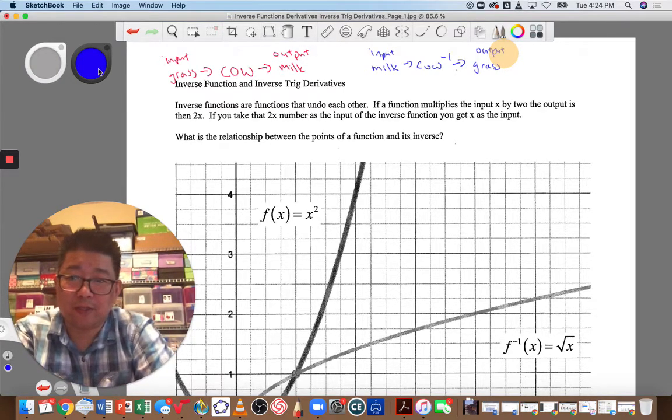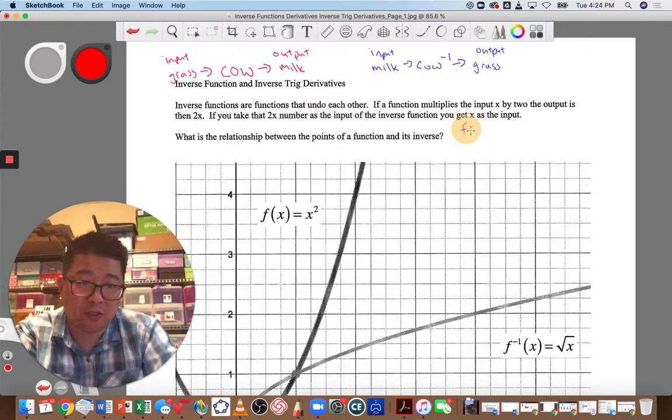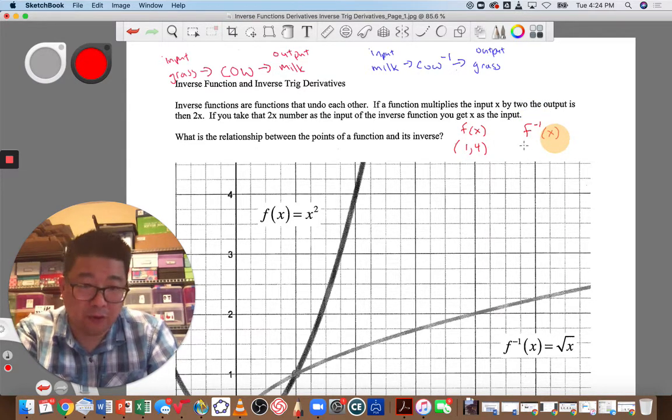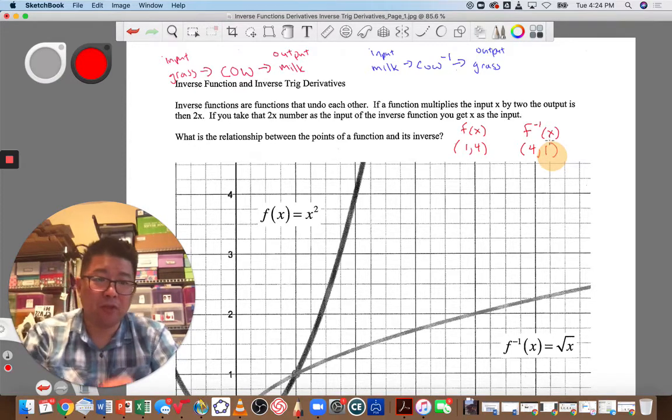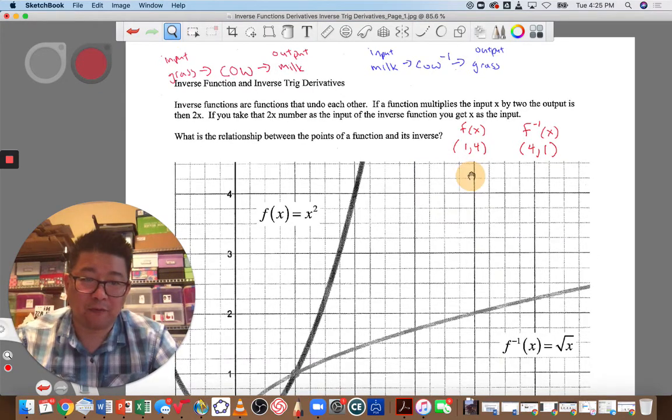Graphically, what we see here is, and this is what you've hopefully seen in your pre-calc classes, that if it's f of x and you have a point, let's say (1, 4), then for your inverse function, f with a little -1, f inverse of x, the point there will be reversed. So in this case, the related point will be (4, 1). So (1, 4) to (4, 1). Okay, so that's just a real quick review of what happens with inverse functions.